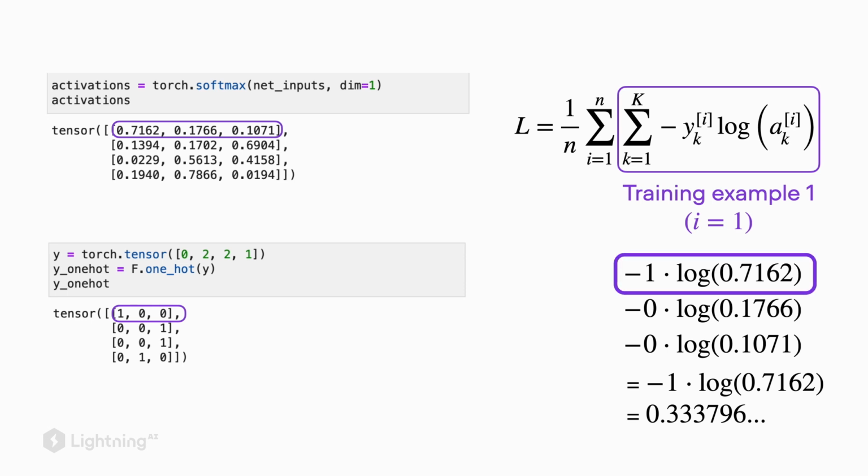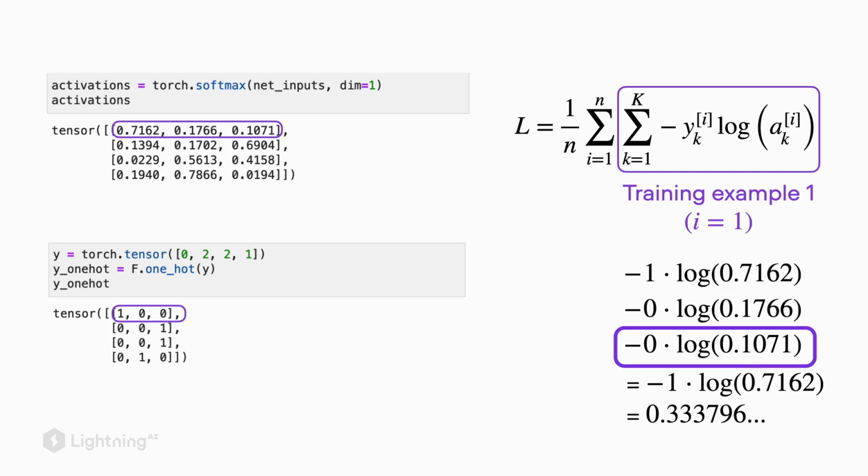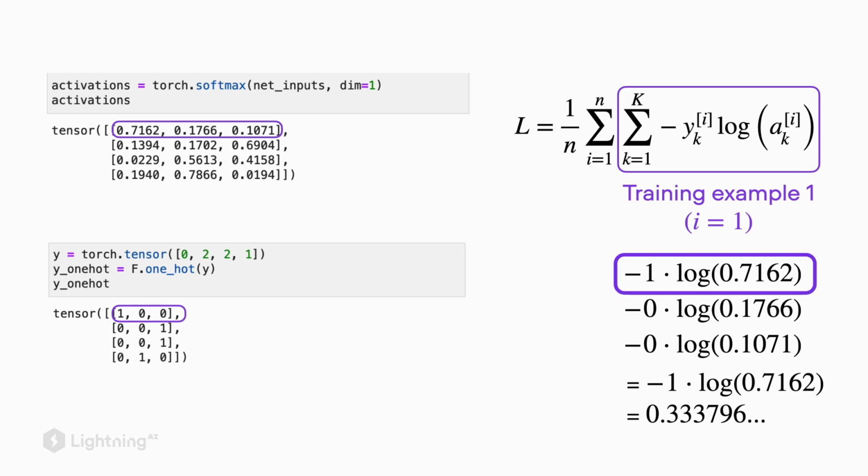For the first pair, we have -1 times log of the activation. For the second pair, we have -0 times log of the activation. And for the third pair, we again have -0 times log of the activation. And 0 times something is 0. So the only part we have to pay attention to is the first one, -1 times log of the activation. That's going to be the loss for this particular training example.